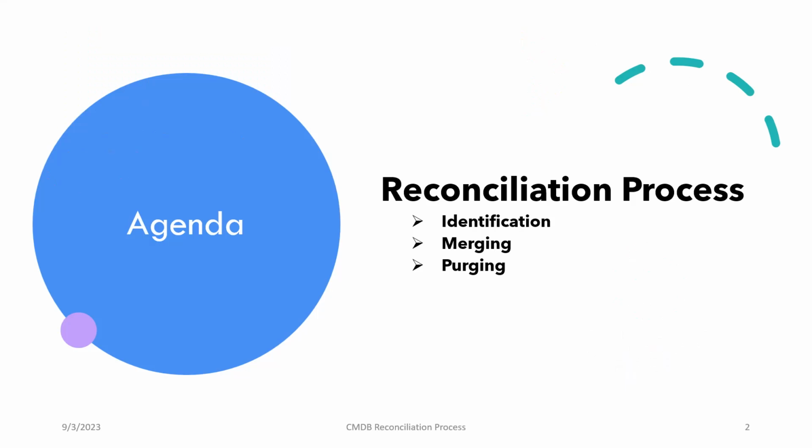There are basically three things: identification, merging, and purging. Identification is the process of identifying CIs. When the data is imported from different sources, the reconciliation process will identify it, which means it will generate a reconciliation ID. Then we have merging. Merging means we will merge data from different sources, and only the relevant information will go to the BMC asset or the golden data set. And purging, finally, is the process of deleting the data in the staging data set.